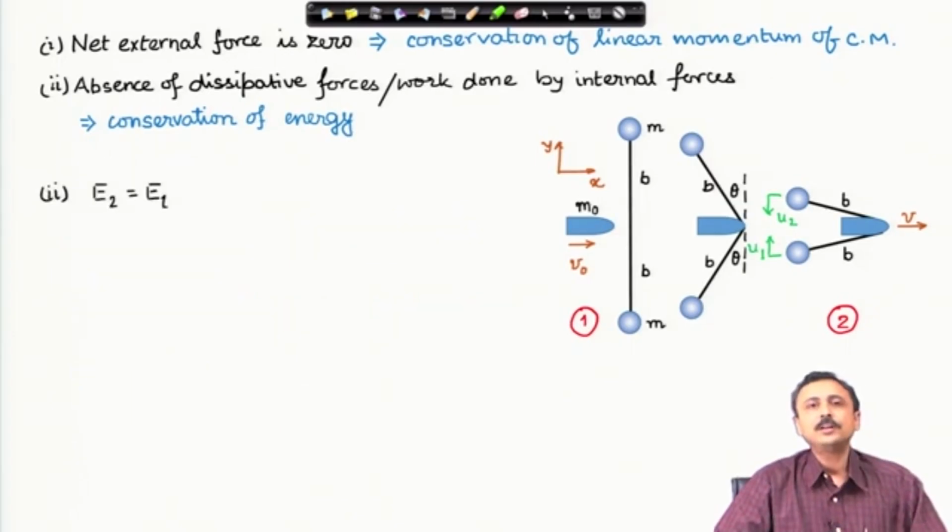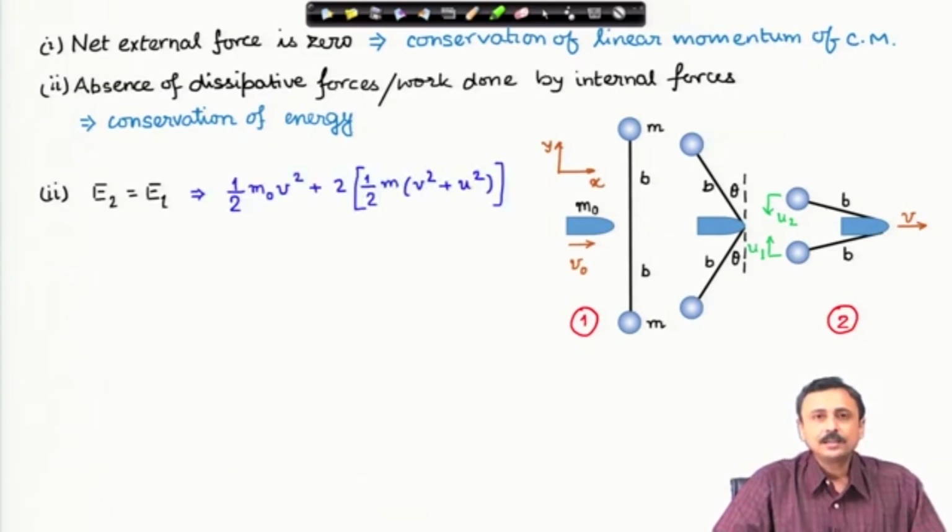Now, we look at energy conservation. Energy in state 2 must be equal to energy in state 1, because now I have to find out the velocities of the individual spheres, and that must imply that the total mechanical energy, here it is only kinetic energy, there is no change in potential energy, because everything is moving on a horizontal surface. Therefore, the total kinetic energy in state 2 is half m naught v square, because m naught is moving with velocity v, plus 2 times the kinetic energy of these individual spheres or individual particles, and that turns out to be half m v square plus u square.